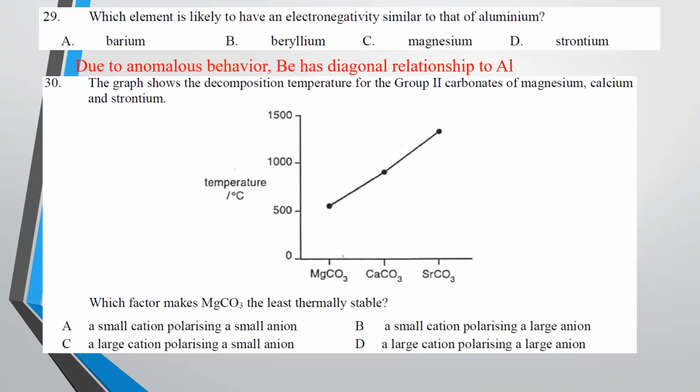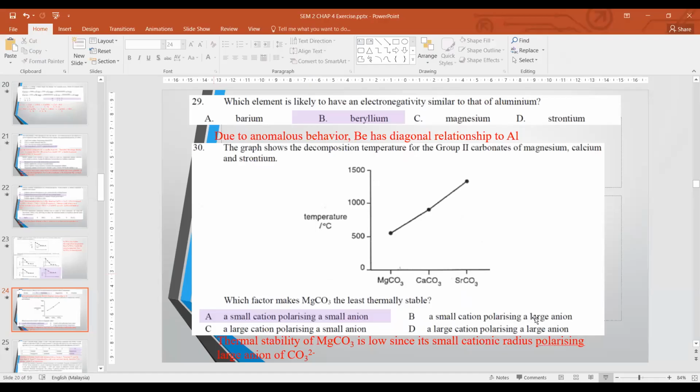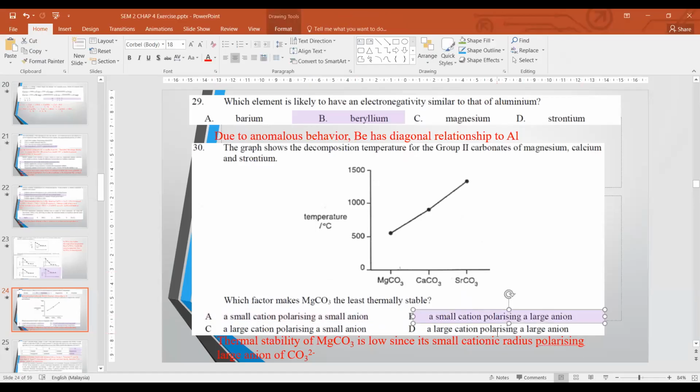Okay, number 30. The graph below shows the decomposition temperature of group 2 carbonates: magnesium, calcium, and strontium. Which factor makes magnesium the least thermally stable? Due to it having a small cation polarizing a large anion. Okay, so the best answer that describes this is B. Sorry, I made a mistake, but my explanation says so.